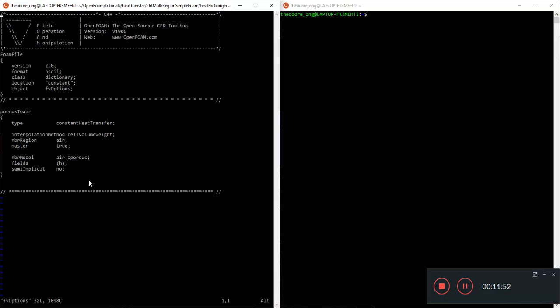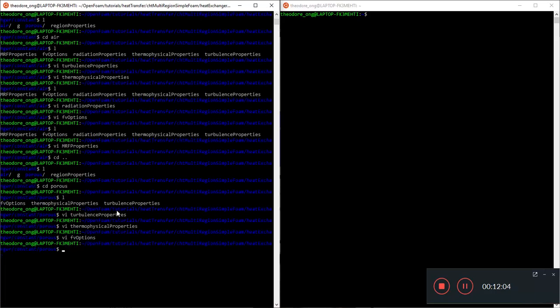And it says a constant heat transfer, air to porous, okay, etc. So porous to air, this is the heat transfer, how you specify heat transfer here. So it looks like FV options is a pretty important file. So this is all we have for the constant.